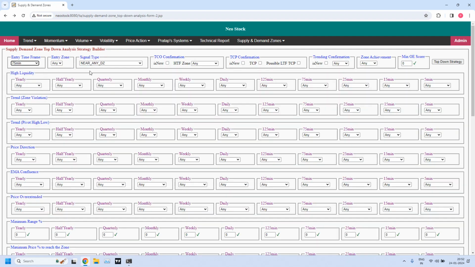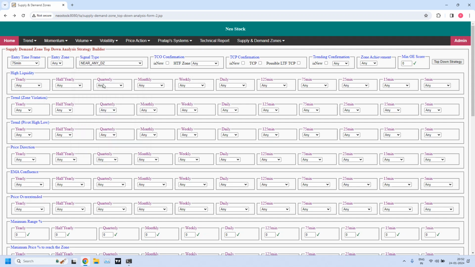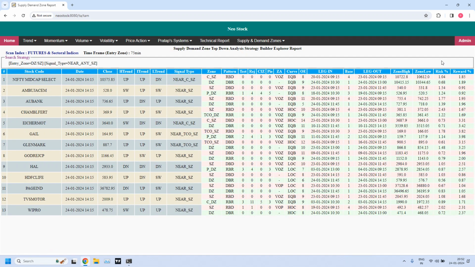So let me go back. For 75 minutes time frame, let us find the stocks near 75 minutes supply zone. We have 13 stocks. Let us check any high liquidity supply zones. Nifty Midcap Select, but this is an indices. So we have again HR motor. This is a fresh zone.